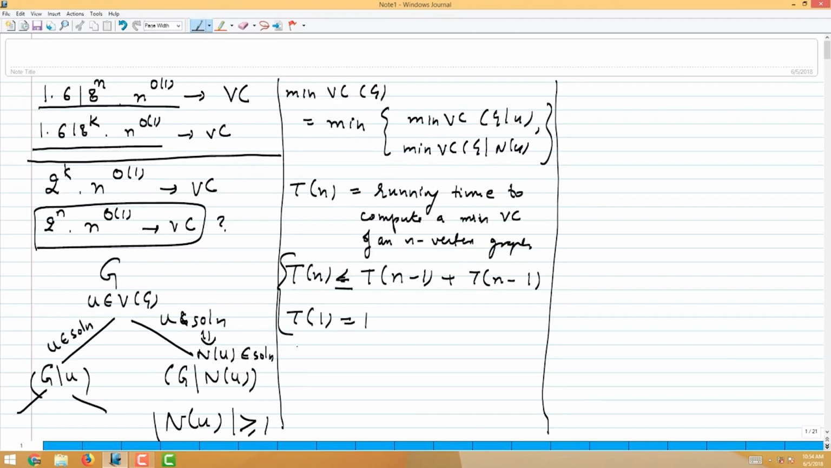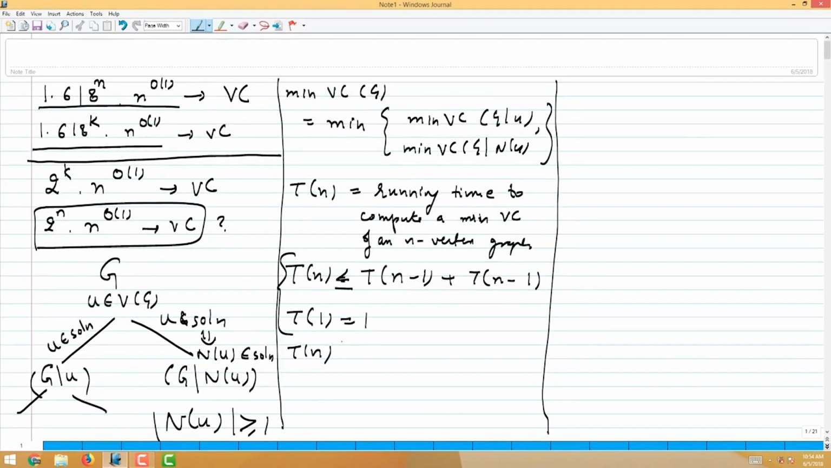Anyone? This is simple. I was told that you all knew how to solve this 1.618 power n recurrence that you just saw. So this is much simpler. So again, what is Tn minus 1? In fact, you can write, for ease, this as 2 into Tn minus 1. And now you just open this.